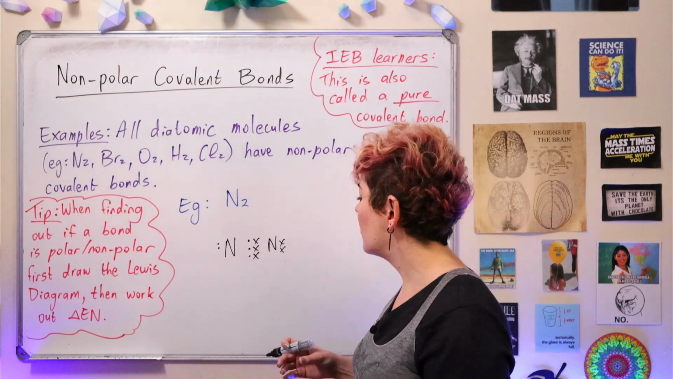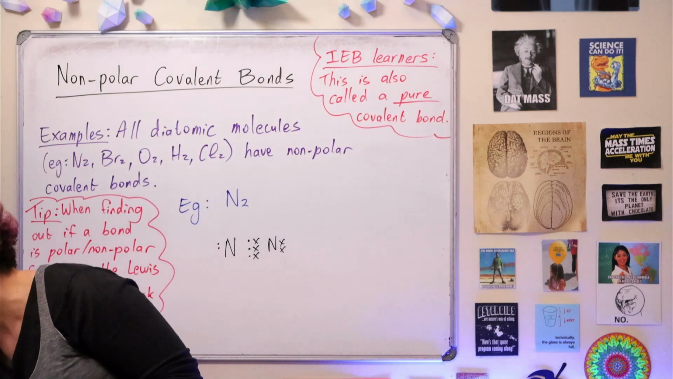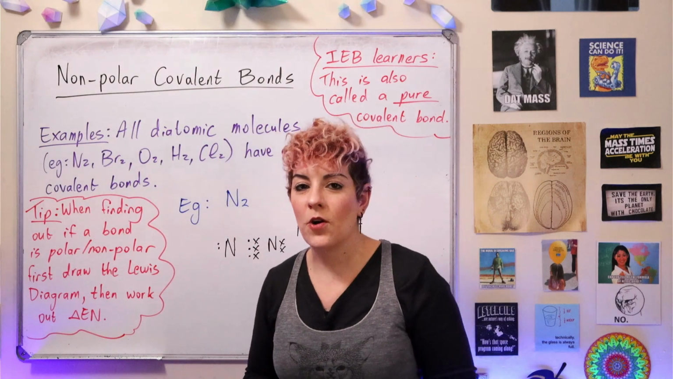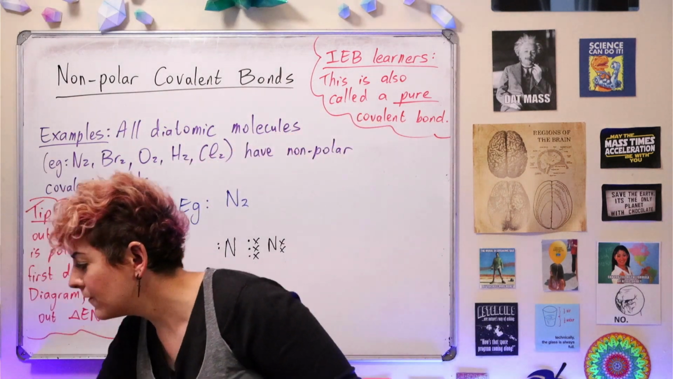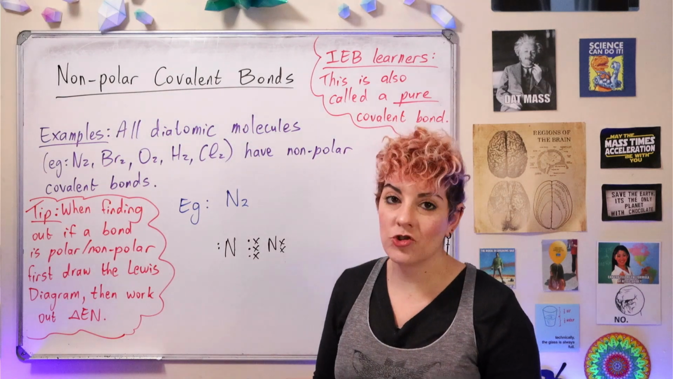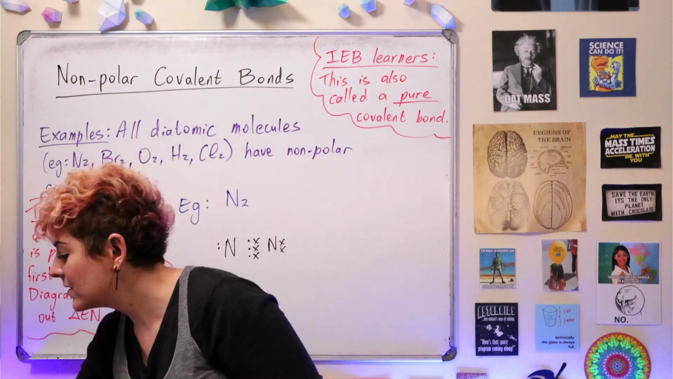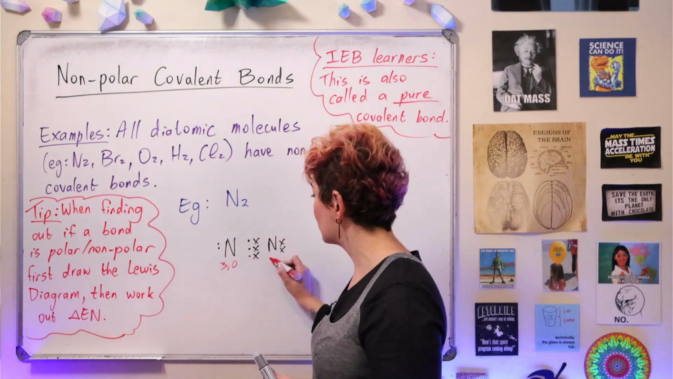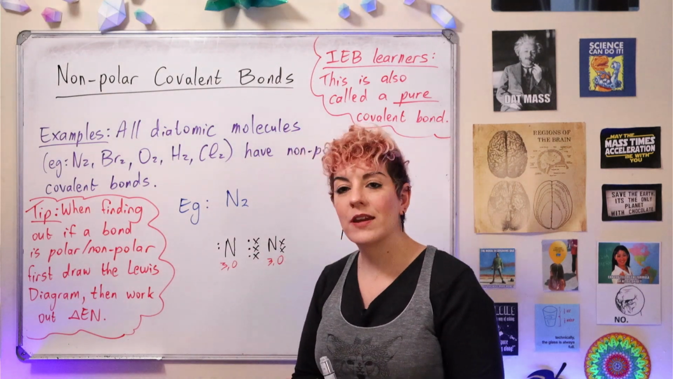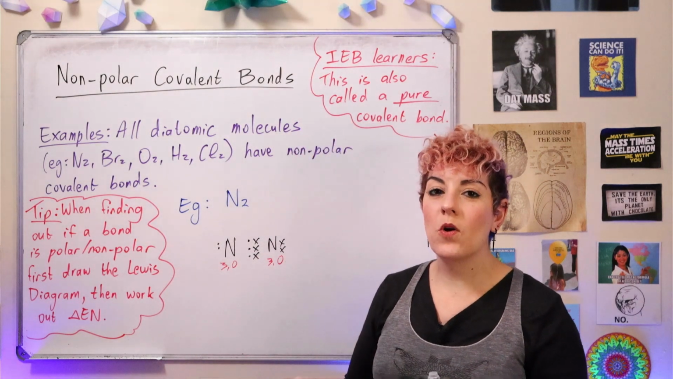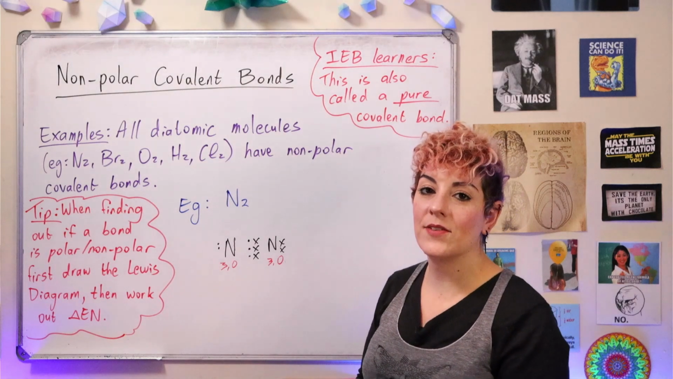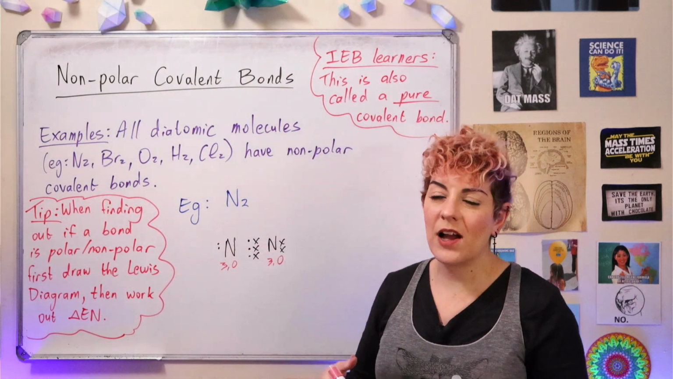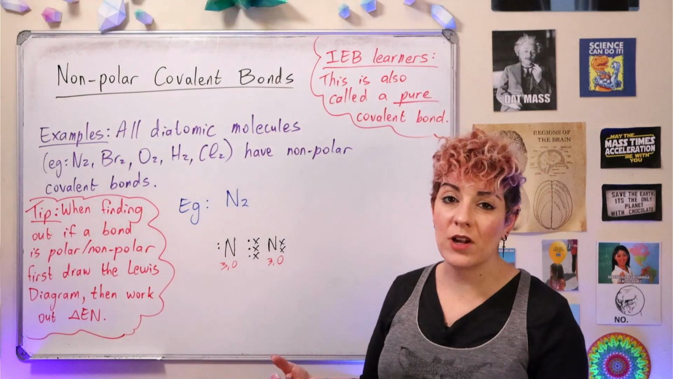Right. So now we want to know if the bond is polar or non-polar covalent. So I look on my periodic table for the electronegativity of nitrogen, and it is 3,0. And I'm going to label it beneath each of these atoms. 3,0, 3,0. Now I work out the difference in electronegativity, delta EN. And although there's 3 covalent bonds, I only work it out once for each type of bond.